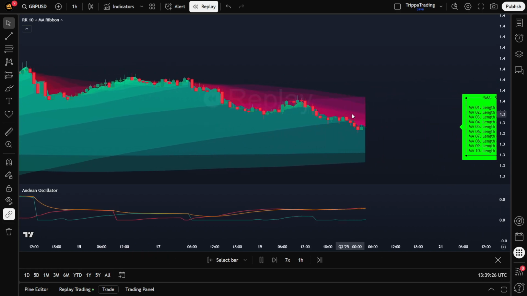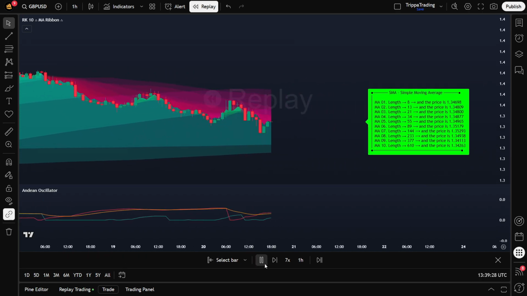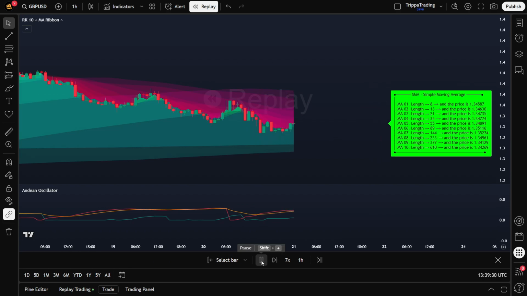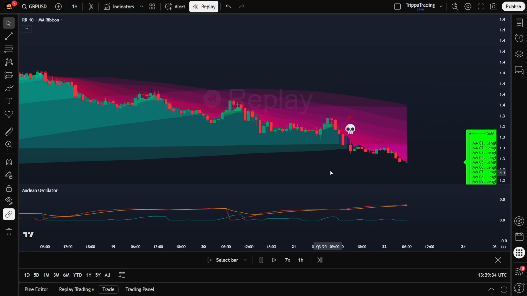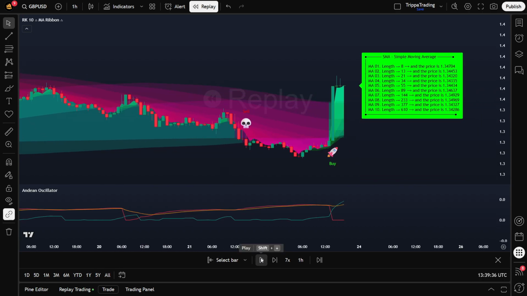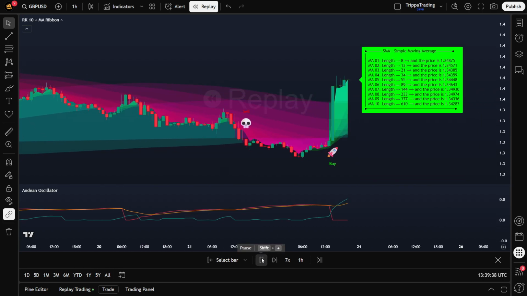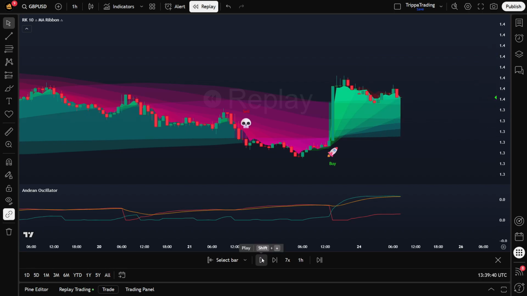So to sum it up, this indicator shows you when the market is trending and in which direction. The Andian oscillator confirms whether buyers or sellers are actually in control. Together, they cut out a lot of the guesswork and keep you trading with the flow instead of against it. But remember, no indicator is perfect. Use this combo as a guide, add your own price action analysis, and stick to proper risk management. That's how you build consistency.